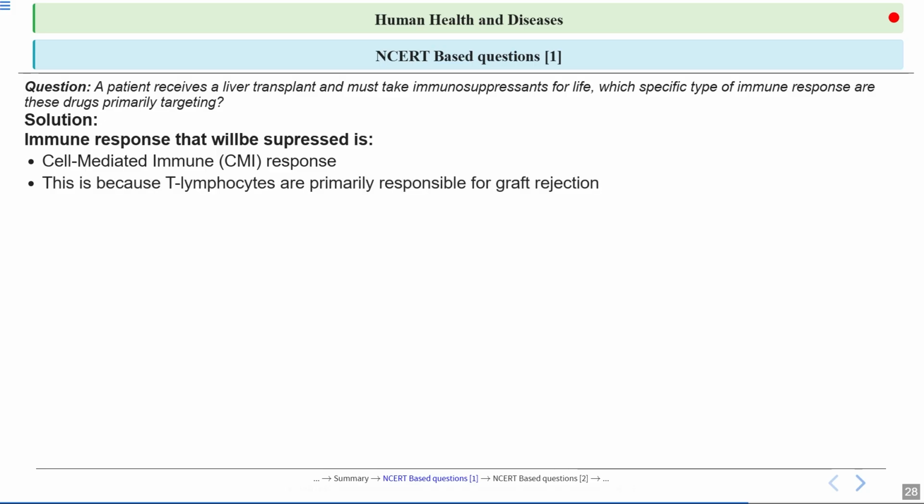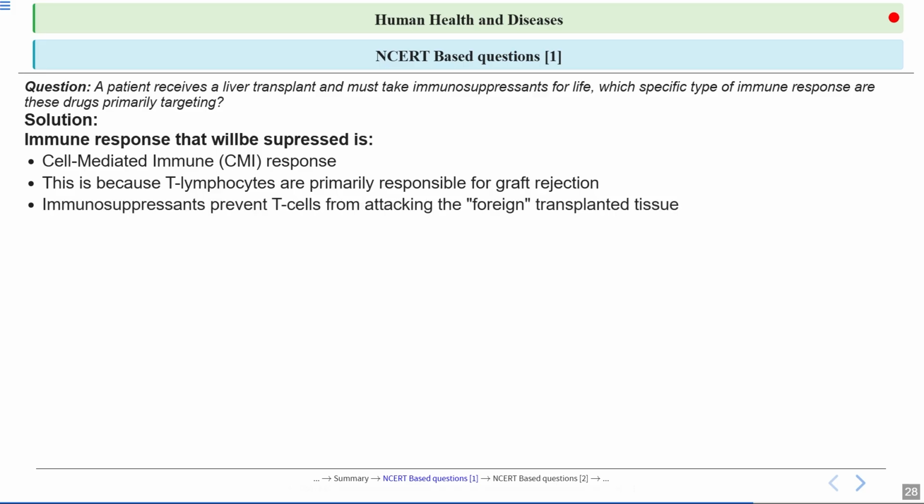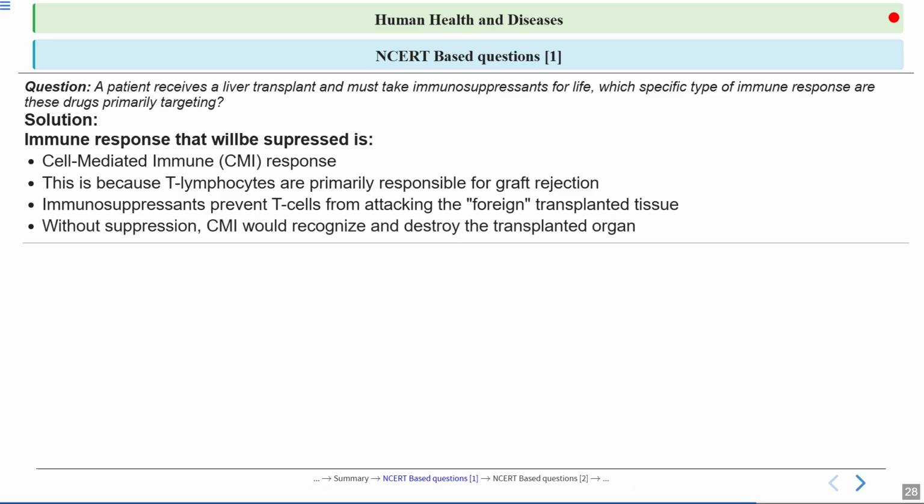The reason for this is that T lymphocytes or T cells are the main cells responsible for rejecting transplanted organs. These cells recognize the new liver cells as foreign and try to destroy them. Immunosuppressant drugs work by preventing these T cells from attacking the transplanted tissues. Without these drugs, the cell-mediated immune response would recognize the new liver as an invader and destroy it.